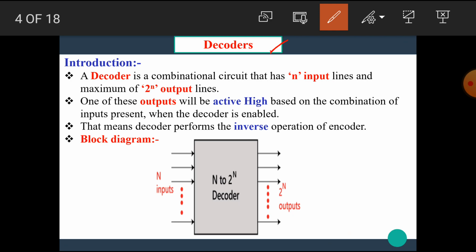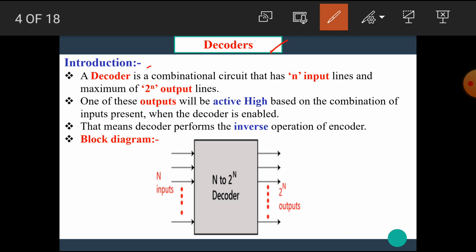The decoders are designed to perform the inverse operation of the encoders, and we have seen the details about the working of encoders and decoders in the previous video. Now let's see the basic introduction about the decoders.